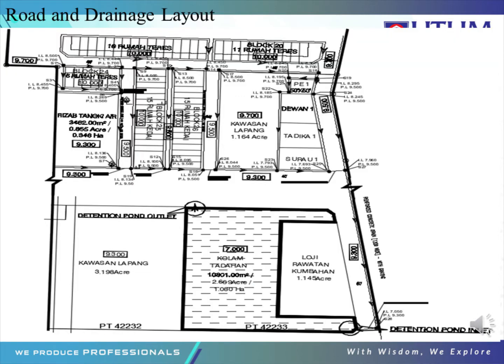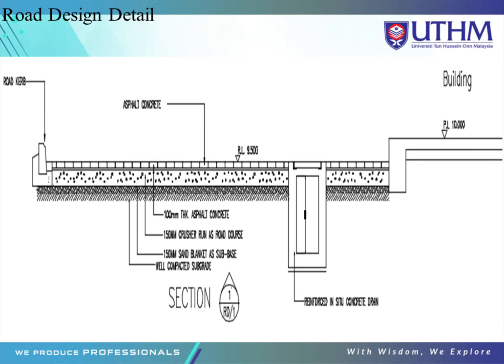The figures show the road and drainage design plan for our site. Initially, the site was mainly an undeveloped forest with some developed area around the site, while the detention pond is located at the bottom of the site with an area of 1.08 hectares. There will be 28 sumps in this design. These figures show the road design detail, and this is the cross-section area for section 1RD/1. The road is designed according to JKR standard.